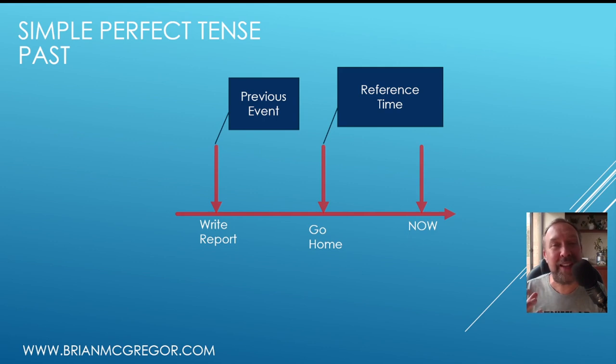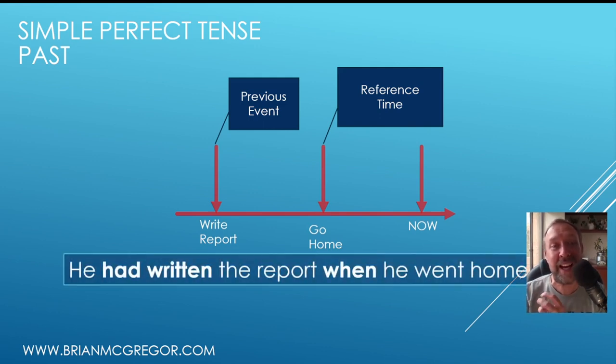But remember that native speakers will use this language pattern. They will use this tense, the past perfect tense, and they do it very commonly. So it's important to understand so that you can tell which event happened first. So we have writing a report is the previous event to going home. Going home is going to be the reference time. Now, when I say reference time, we often use the word when. So when this happened, this was in the past already. So he had written the report when he went home. So first he writes the report, then he goes home.